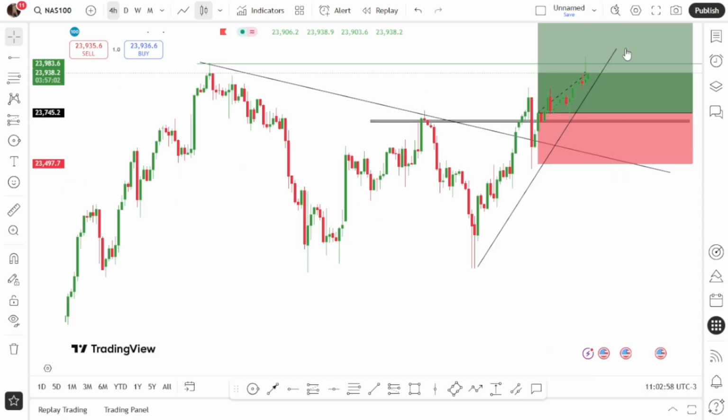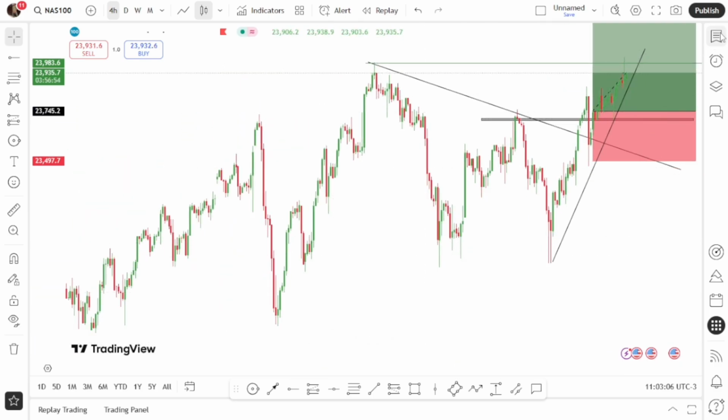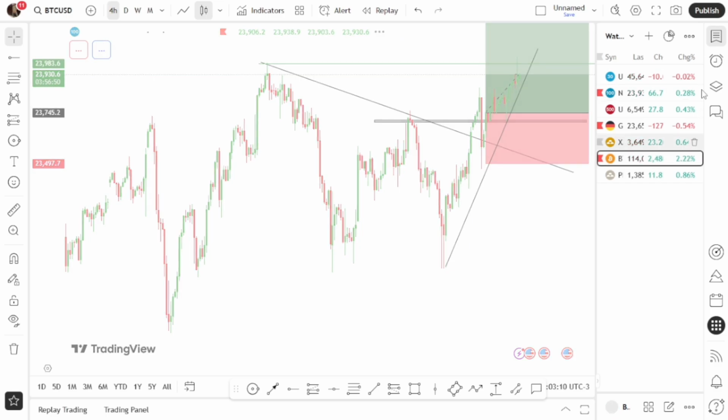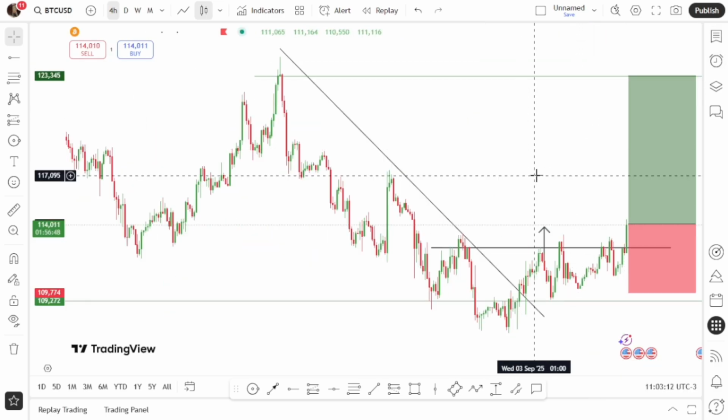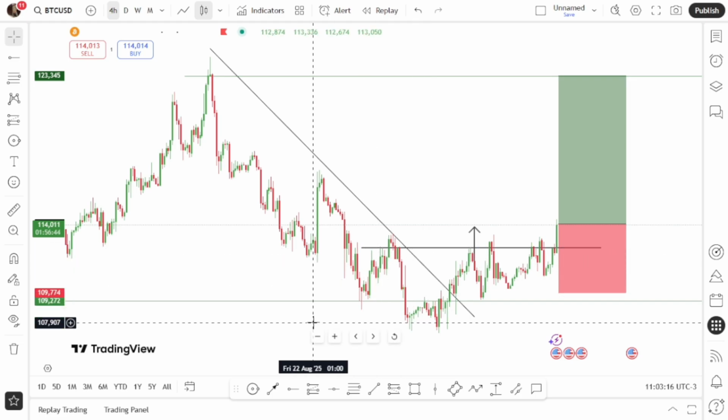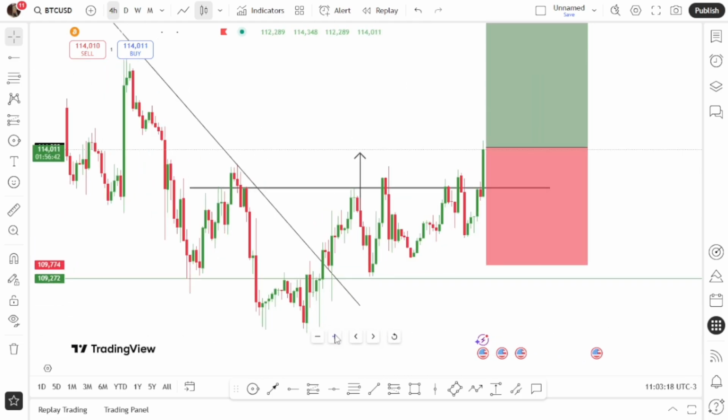You heard it here first on my channel. Like I said, I'm already buying NAS100, and the next trade we are about to enter is BTC. So we're waiting for this candle close. At the close of that candle, we'll be having an entry there.